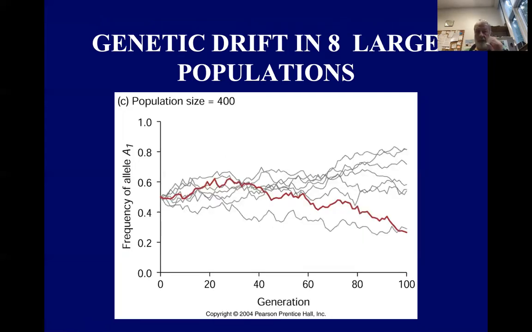If we increase our population size to 400, after 100 generations, both alleles are still around, although there's been a lot of sort of warbling around from generation to generation, but no extinction or fixation. So genetic drift has a smaller effect on larger populations.